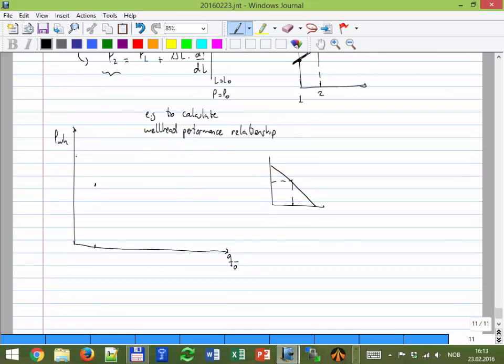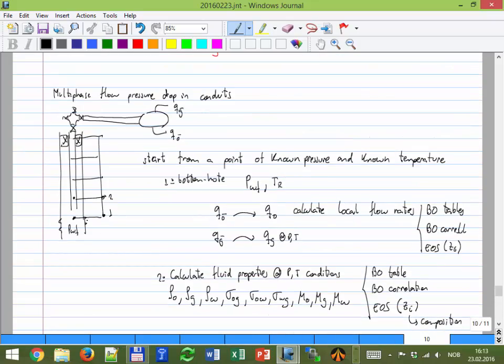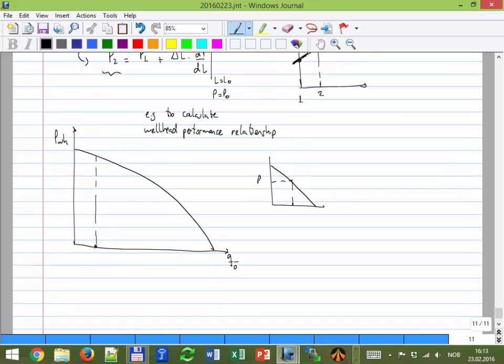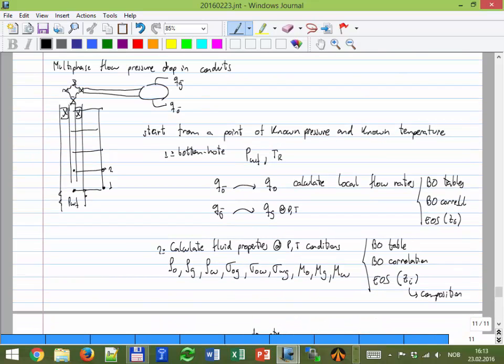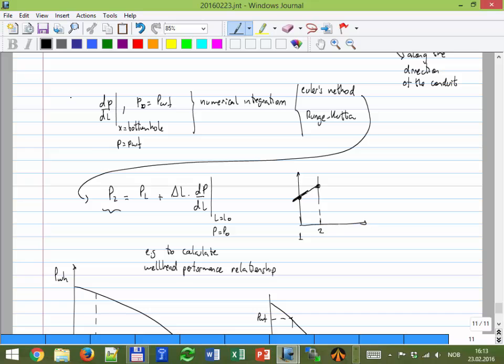We want to compute this curve. So for that, first we have to try a rate. We have to give this rate, for example. So first we go in the formation. For that we use the IPR. We calculate what is the flowing bottom hole pressure that we have. And then we want to calculate the pressure drop in the tubing from the bottom hole all the way to the top. Okay, so that's just to show you why we are doing this procedure, with more applied basics.